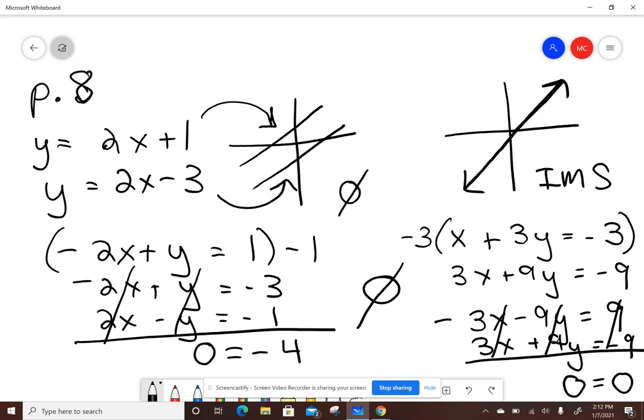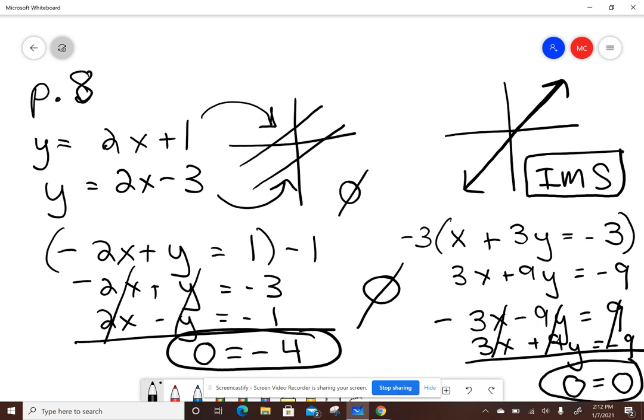Well, 0 equals 0 is true. So if you end up with a true statement, that means there's infinitely many solutions, because the only way you'd end up with 0 equals 0 is if you subtracted the same equation from itself. So when you end up with no solution, variables disappear and it's false. When you end up with infinitely many solutions, variables disappear, but it's true.